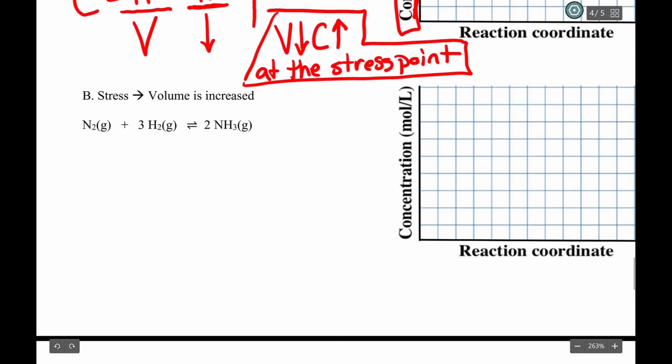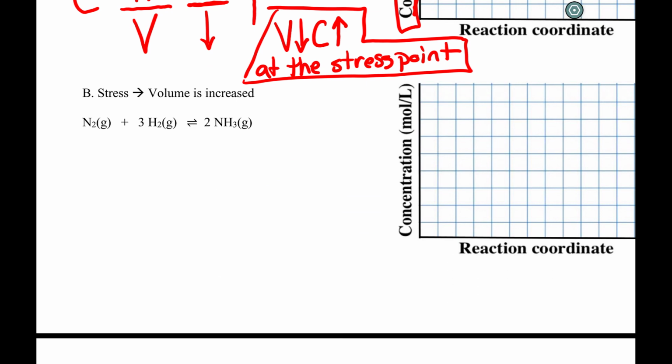So let's get you to try a question. I would like you to pause the video and give B a try. I would like you to do your red, blue, green arrows. I would like you to do how the concentration changes at the stress point, and then we can graph it together. So please pause the video at this time and try to answer question B.